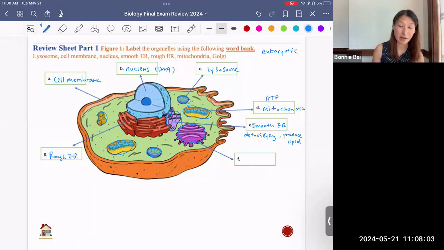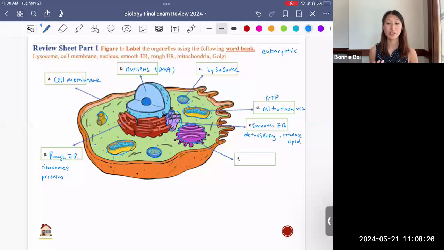The rough ER, however, is rough because it has these ribosomes on it. We can also find the ribosomes floating around inside the cell, as you can see these little dots. But the ribosomes on the rough ER, just like the ribosomes around the cell, help you make proteins inside the cell. Okay, so they're different. The ribosomes that are floating around also make proteins, but they're proteins for other purposes. You can just remember, for our purpose of the final exam this year, the ribosomes make proteins for the cell. That's good enough.